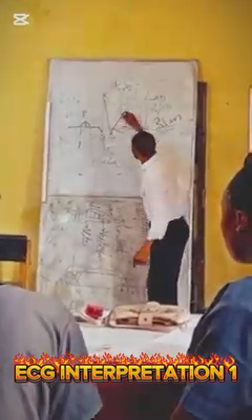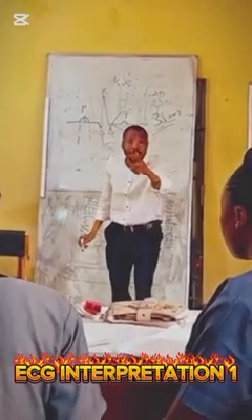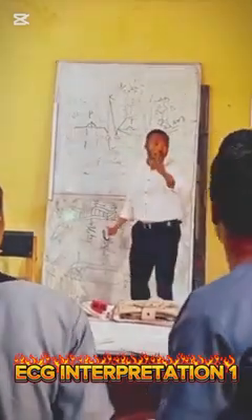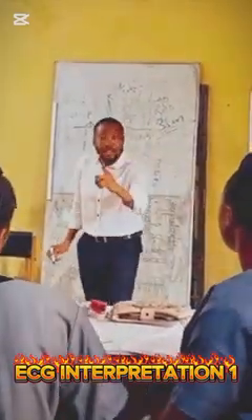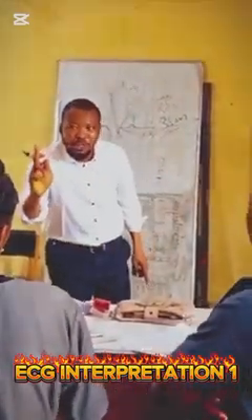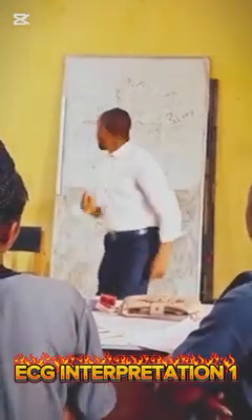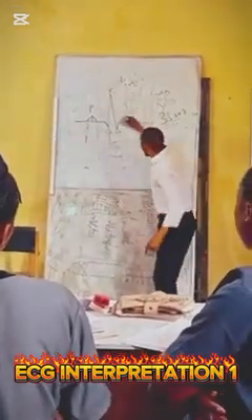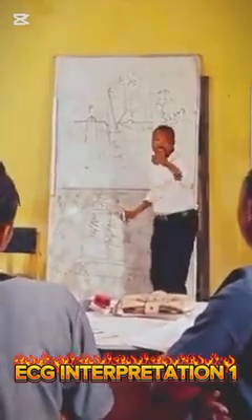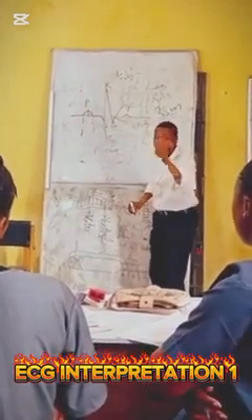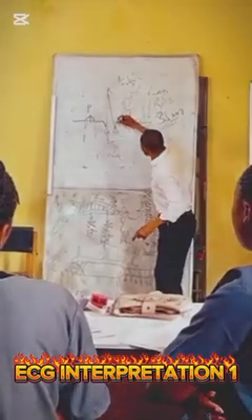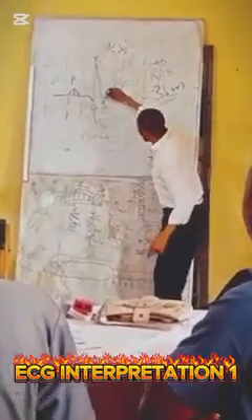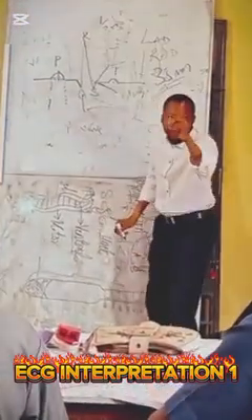So when it's elevated, you will know the individual is having ischemic heart attack. When it's depressed, you will know the individual is having myocardial infarction. Are you getting what I'm saying? So when it's depressed, there is MI. But when it's elevated, there is what? Ischemic heart attack. Are you getting what I'm saying? When it's elevated, there is ischemic heart attack. When it's depressed, there is myocardial infarction.